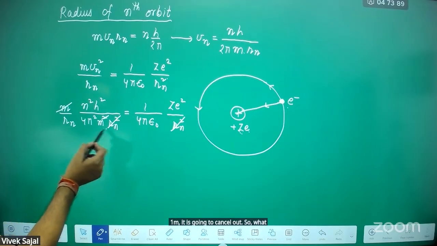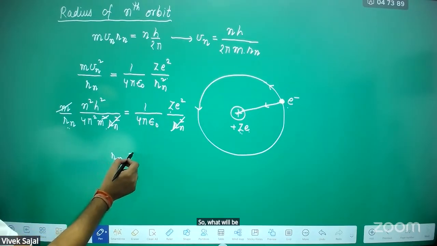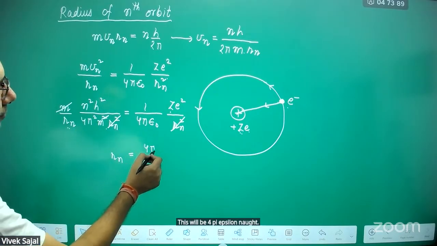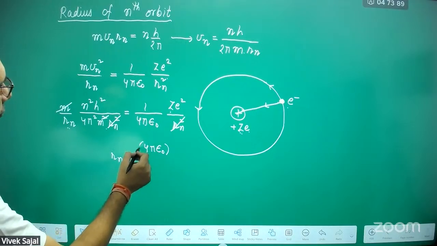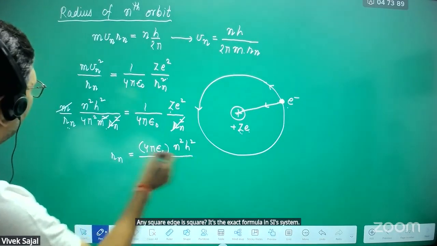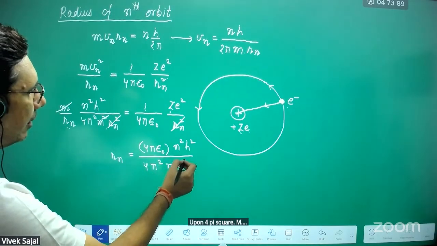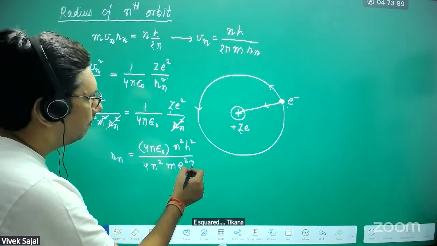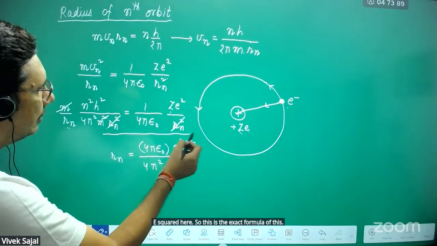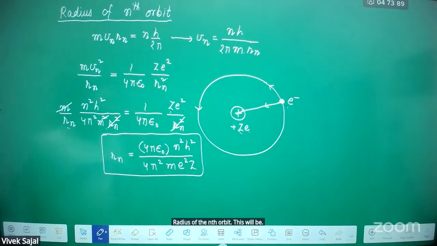So what will be Rn? Bringing Rn to this side, Rn will be 4 pi epsilon naught n square h square upon 4 pi square m e square Z. This is the exact formula in the SI system for the radius of the nth orbit. This is the exact formula.